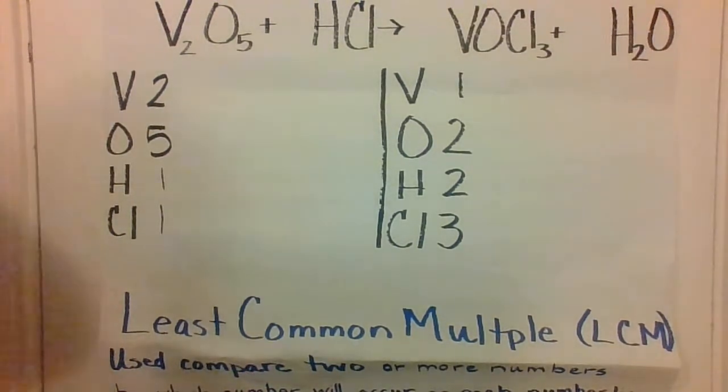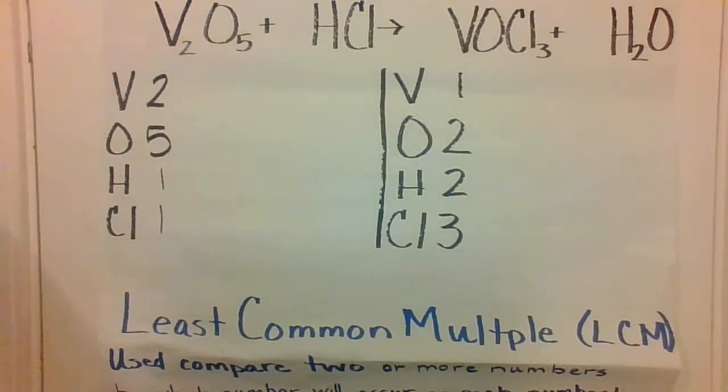V2O5 plus HCl yields VOCl3 and H2O. So the first thing we need to do in balancing our chemical equations is creating a shopping list.